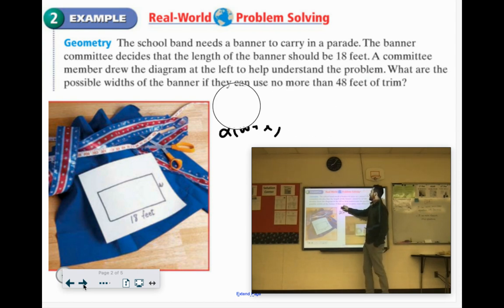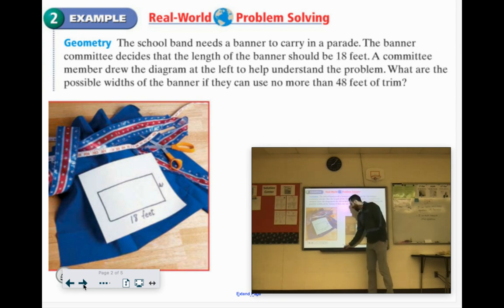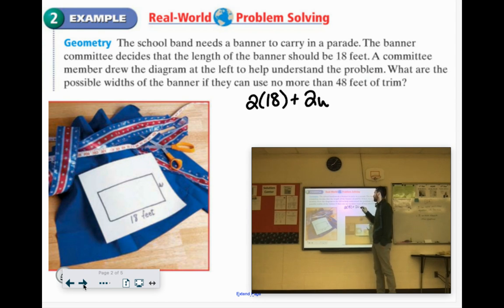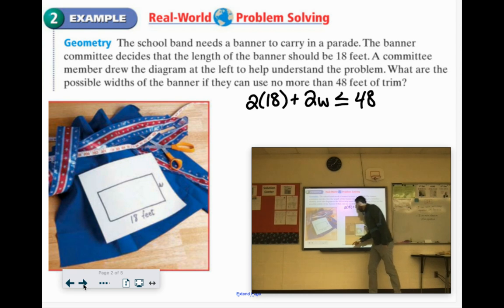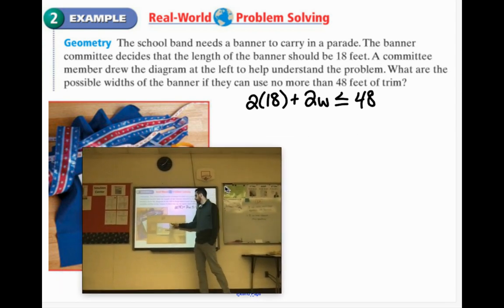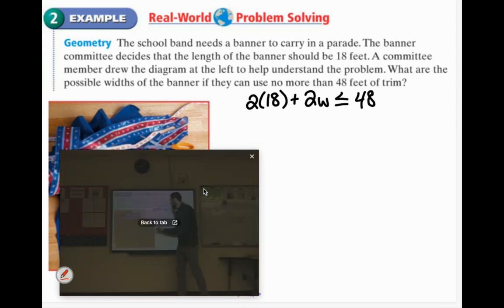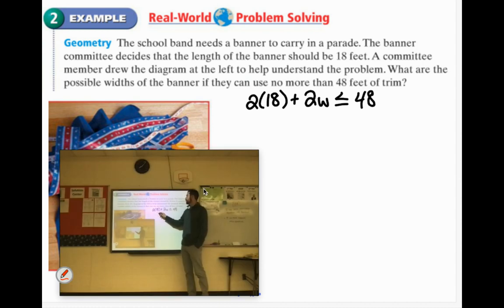But it already tells us that the length is 18 feet. So we have 2 times 18 plus 2 times the w, the width. Now it says 48 feet of trim, and it says no more than 48 feet. Could it be 48? Sure. So it has to be less than or equal to 48 feet. All right, now solving this, 2 times 18 is 36.